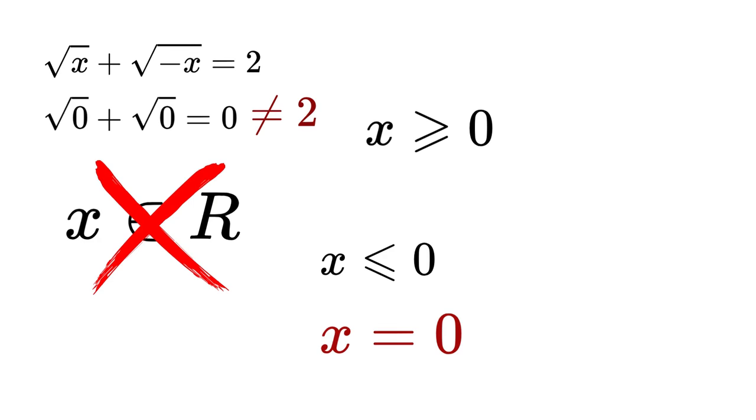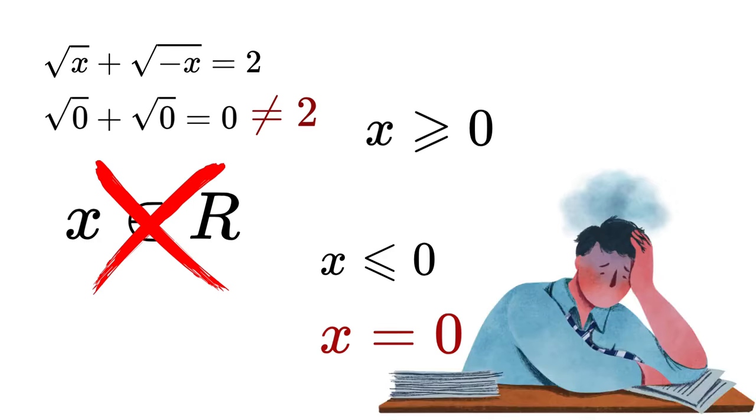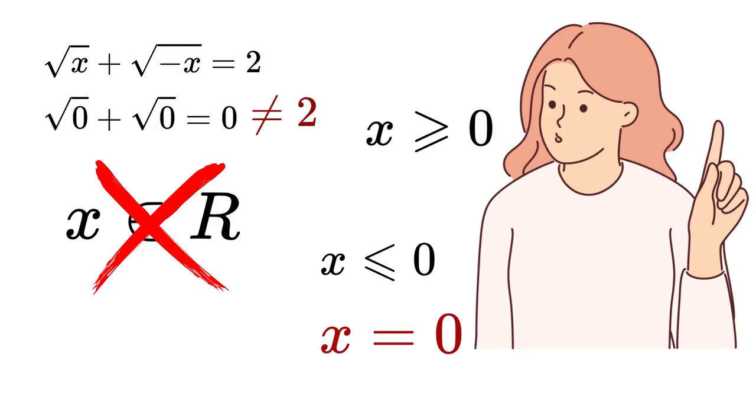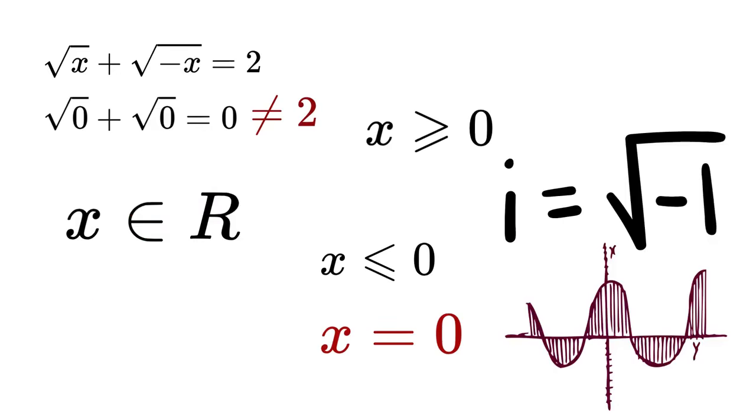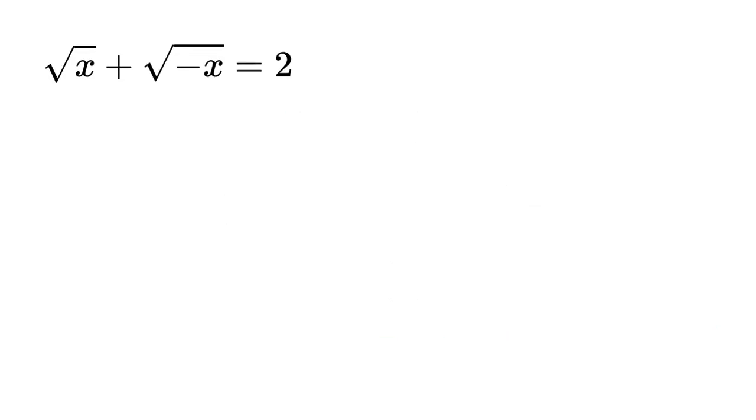Now, what do we do now? Is the video over? No, not yet. We still have another world to explore, the complex world. And this is how we can solve for x in the complex world. Here, let's make a substitution. We call square root of x equal y, which means x equals y square.